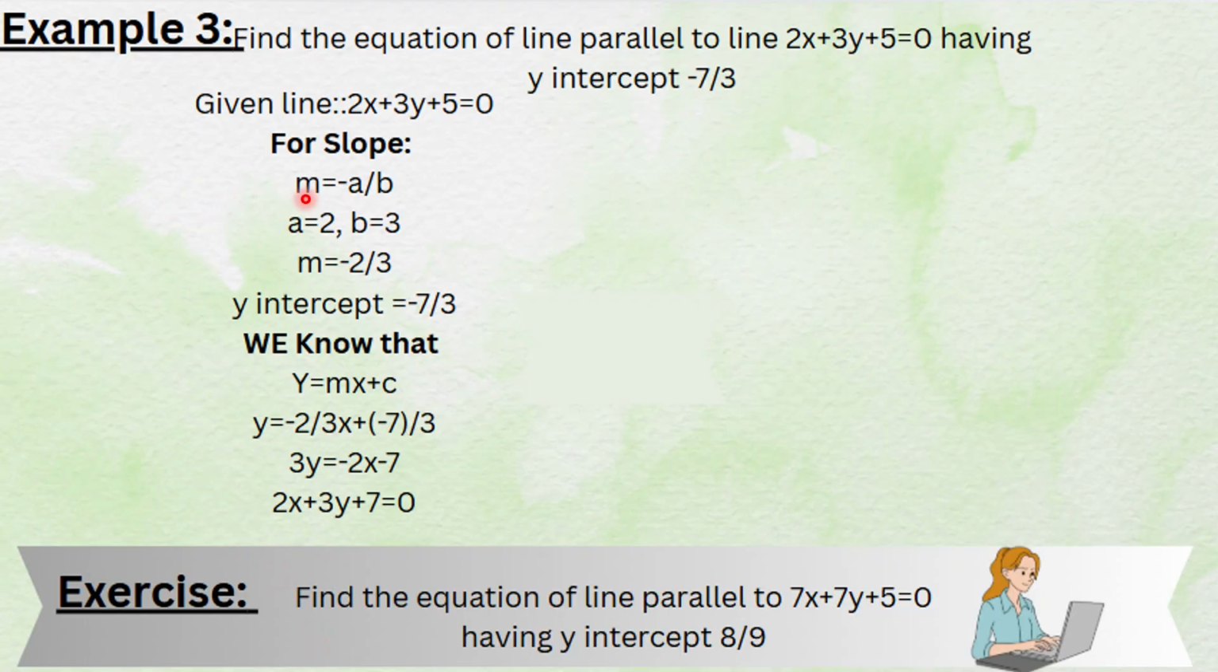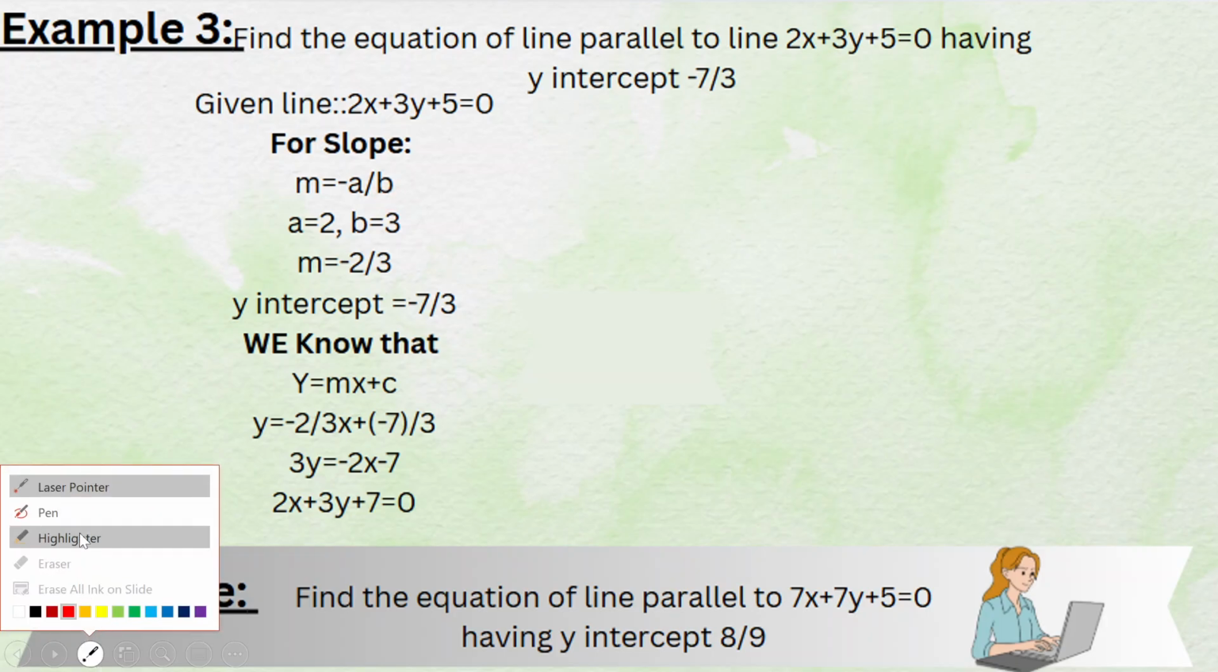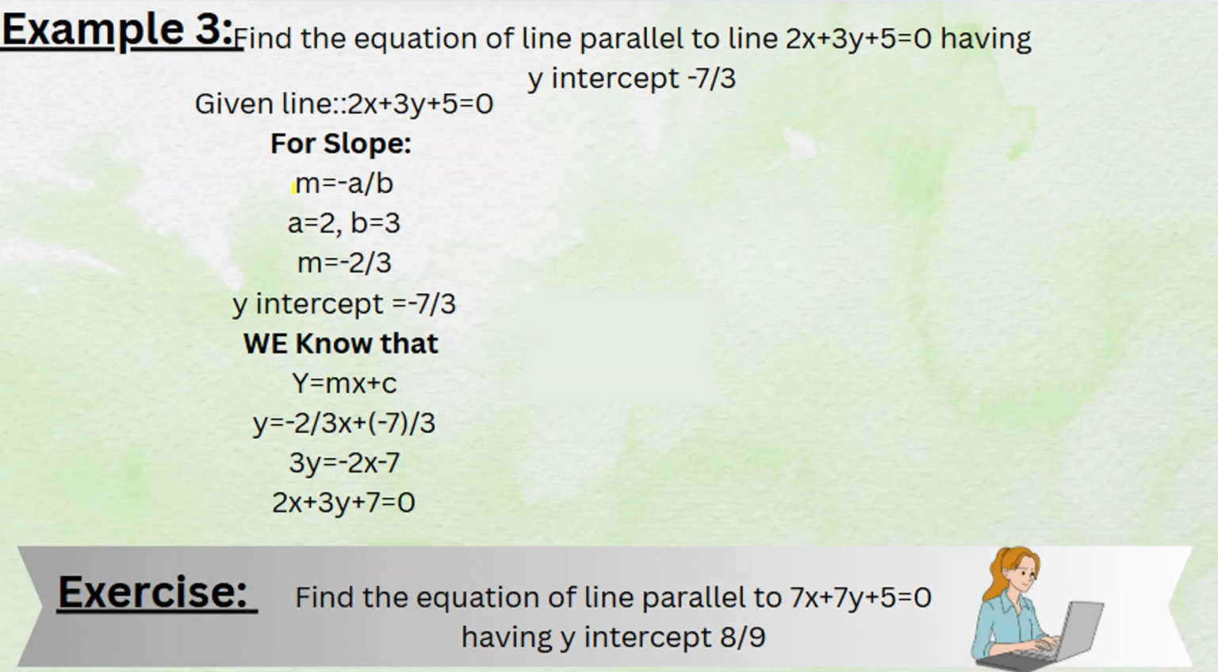Now, in the third example, we are asked to find the equation of the line which is parallel to this line and its y-intercept is -7 over 3. As it is parallel to our given line, the slope of this line will be equal to the slope of our required line. In order to find the slope of any line, we use the formula m = -a over b. I had discussed this formula in my previous lecture.